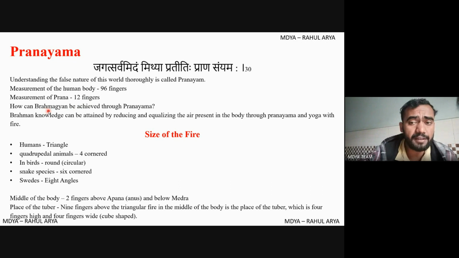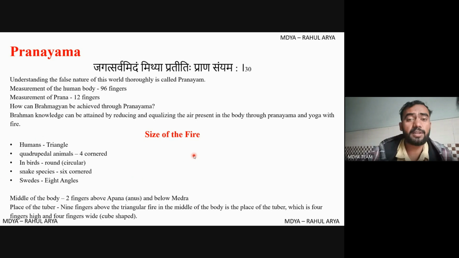Next is how can Brahma Jnana be achieved through pranayama? It is the question. The answer is that Brahma knowledge can be attained by reducing and equalizing the air present in the body. If we reduce and equalize the air, meaning the prana in our body, through pranayama, meaning through the practice which our texts are following, in yoga with fire, it is the method to achieve the Brahma Jnana.